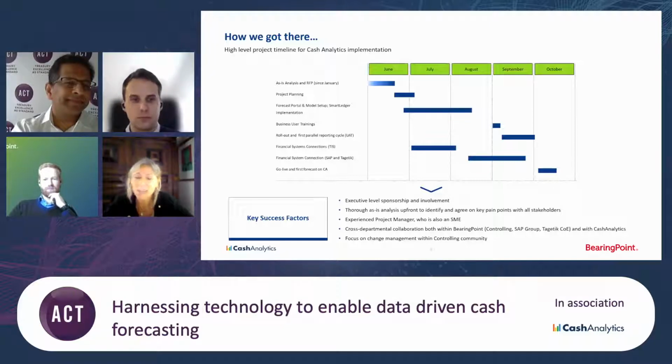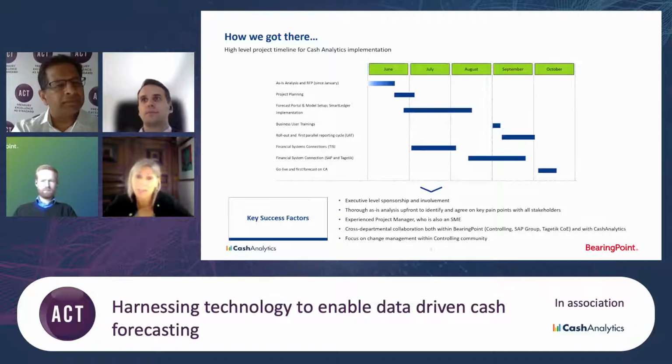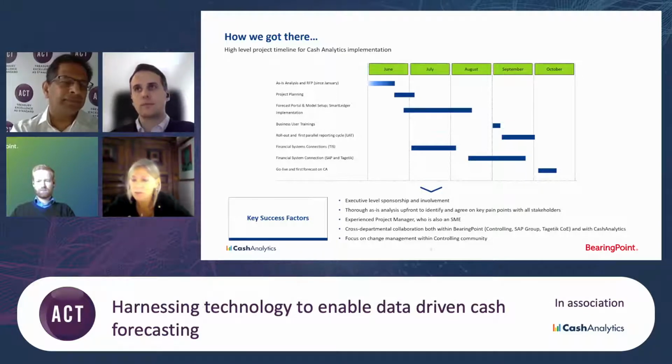So, coming back to the stages. In September we did the rollout and first reporting cycle, and October was the first go live and first forecast on CashAnalytics, and immediately we dropped the other system. So we're now using only this. In a way the project is done, and now it's a lot of fine tuning and working one-on-one with the controllers to maybe look at their mapping again. It's getting the reporting out that we want. There's a lot possible.